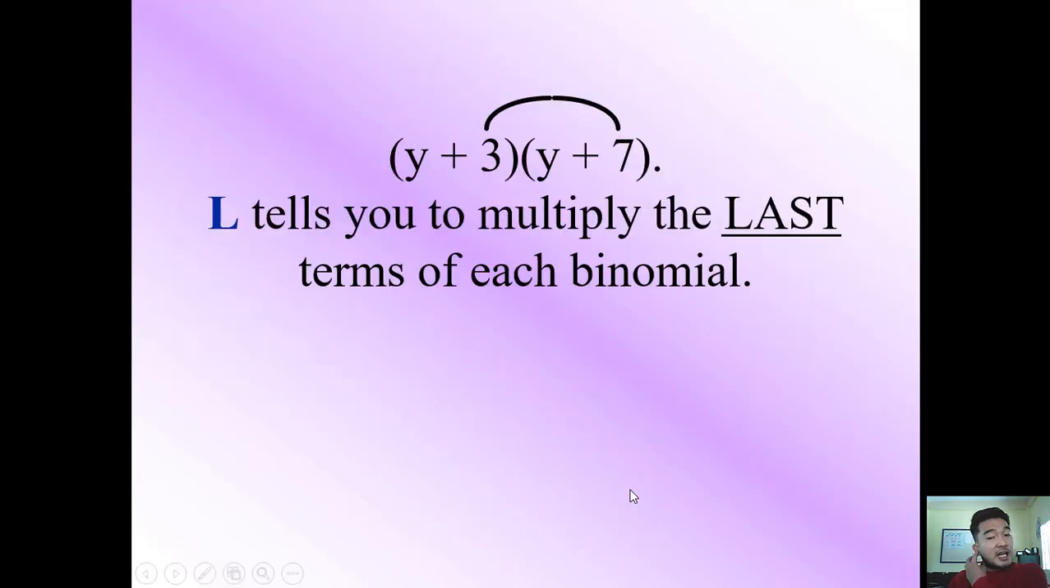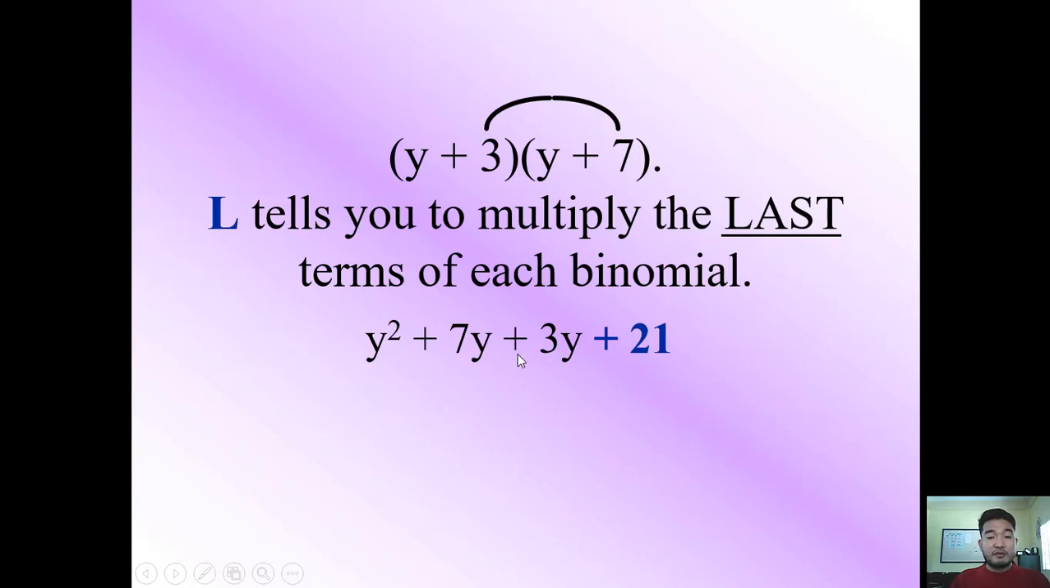And L stands for last. L tells you to multiply the last terms of each binomial. The last term here is 3 and the last term here is 7. So we multiply 3 and 7, that is equal to 21. So we will have a product of y squared plus 7y plus 3y plus 21.